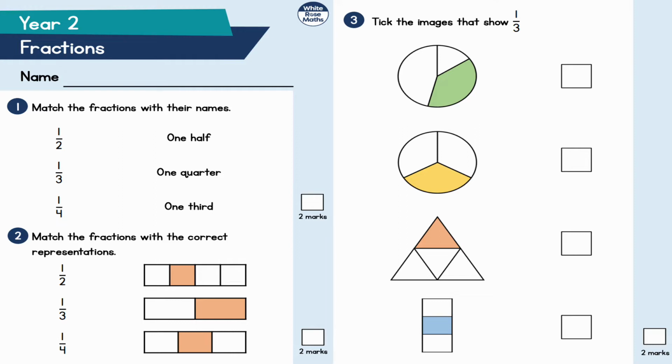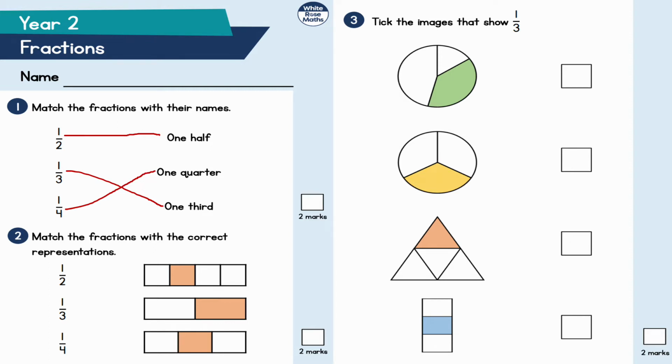We're going to start with question number one. Match the fractions with their names. So I've got the fraction 1 over 2, so I say 1 half here. So that's equal to 1 half. That's 1 over 3, or 1 third, we say. That's going to be that one. And this one's 1 quarter, 1 out of 4.